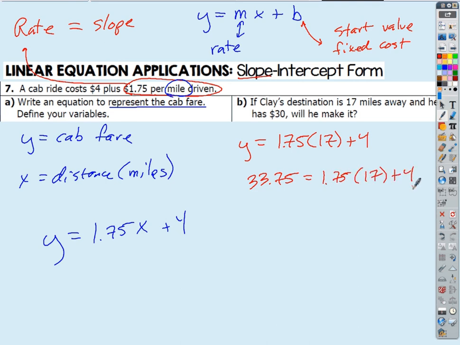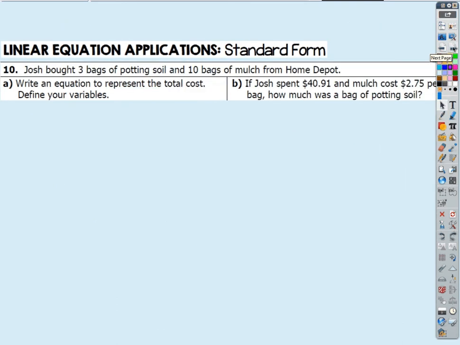So does he have enough? No. He doesn't have enough, right? He only has 30 bucks, he's gotta walk. Sorry there, Clay. Not enough there.